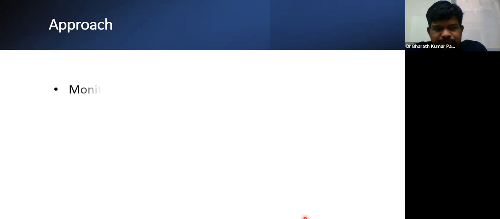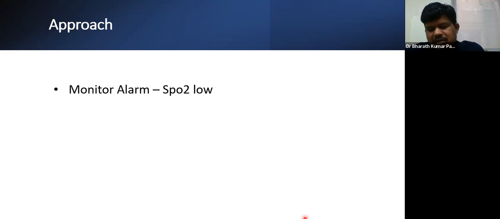So coming to the approach, I would take this opportunity to again reiterate 100 times that you should never silence the alarm without noticing what actually the alarm is and what you have to do to address it. I do accept that there will be certain false alarms because either of the patient pathology itself or because of the machinery problem, but never silence an alarm without noticing it properly.